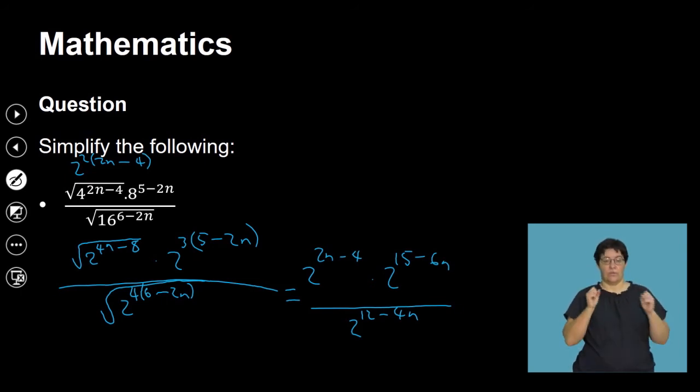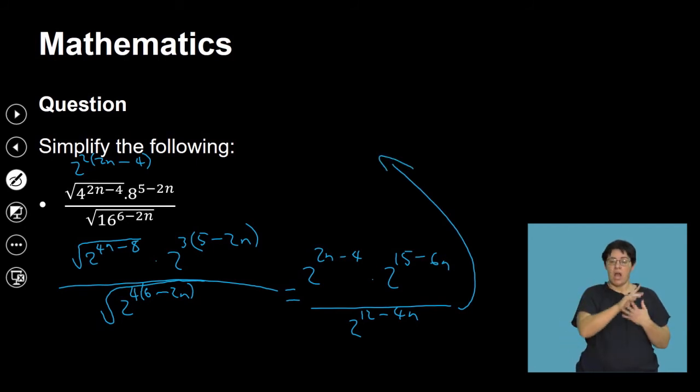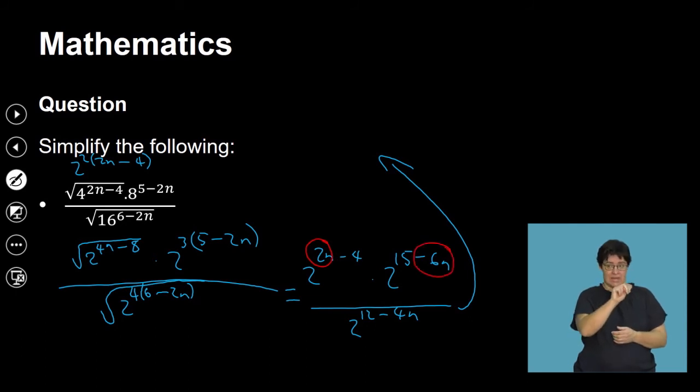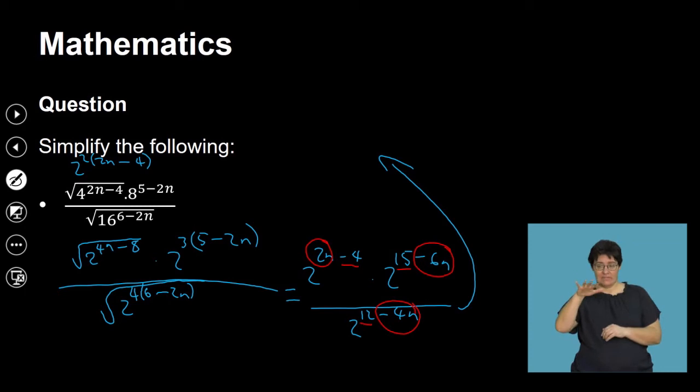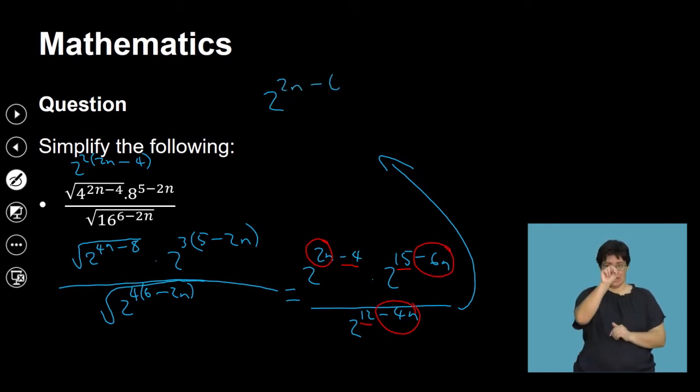All right, so from here you can then apply your laws of exponents, and by that I mean the 2n, the 6n, and the 4n will then be worked out together. The minus 4, the 15, and the 12 will also be worked out together. So this will become 2 to the exponent of 2n minus 6n minus negative 4n, right? And I will write the whole thing as well, minus 4 plus 15, and then minus the 12.